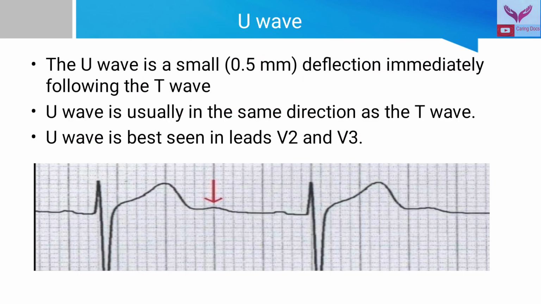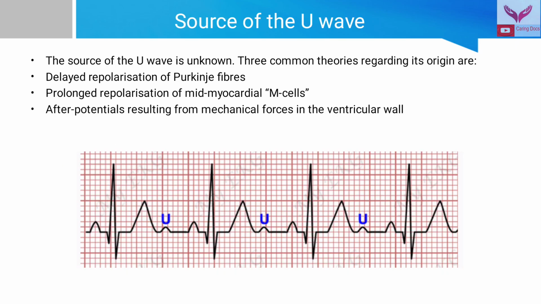U wave is a small deflection, usually less than 0.5 mm, immediately following the T wave. It is usually in the same direction as the T wave and it is best seen in lead V2 and V3. The source of U wave is unknown.